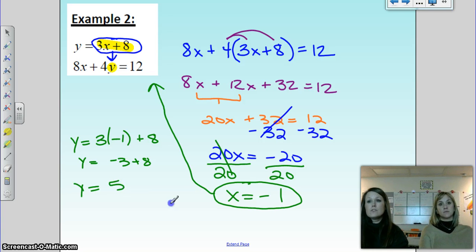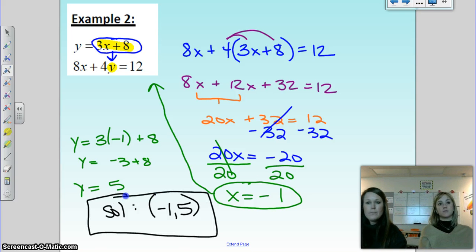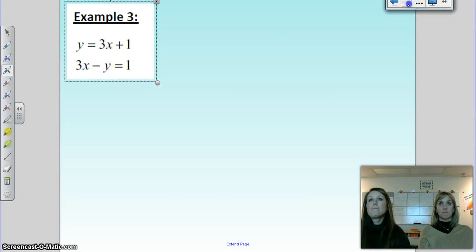So now my answer. Can you leave it just like this and circle the y? No, I need to write solution or sol. Okay. Negative 1, 5. Done. That's what we're looking for. This is what my answer finally will be. So again, if those lines were to be on a graph, they would cross at that point. Okay, we got a couple more examples and then we'll be done for the day.